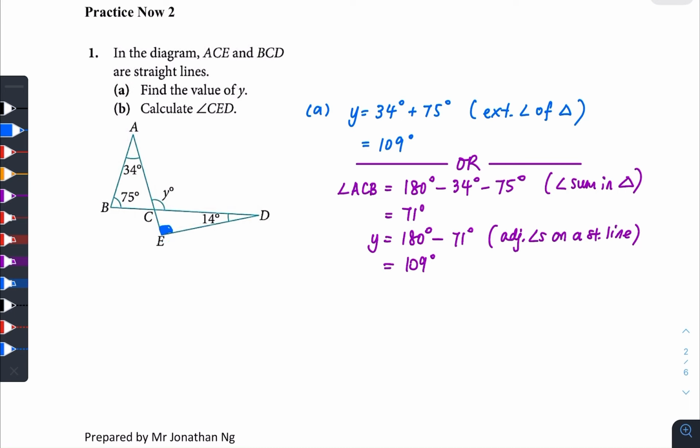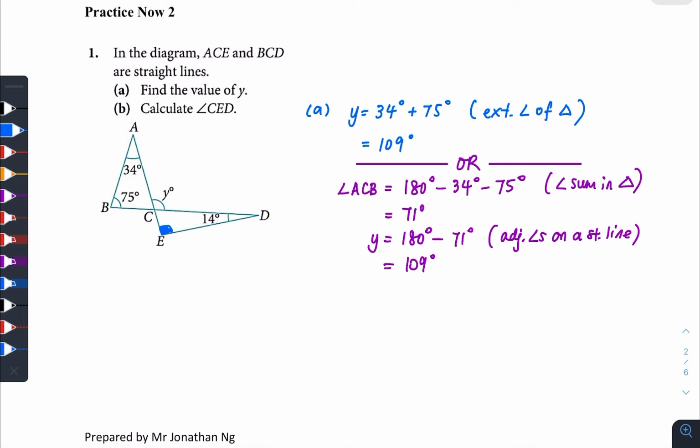However, the shortcut is actually this. If you look at this triangle over here, CDE, Y is also the exterior angle of this triangle, and Y is equal to the angle at E and the 14 degrees added together. So using the exterior angle of a triangle, we can write down B is equal to 109 minus 14. Why? Because this plus 14 will give you Y. So we can take just 109 minus 14 to get this angle over here.